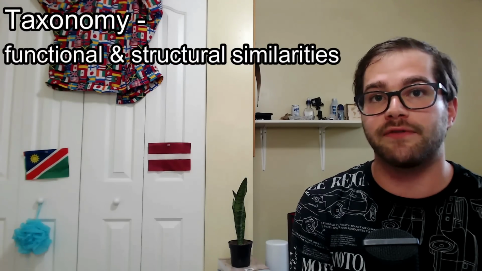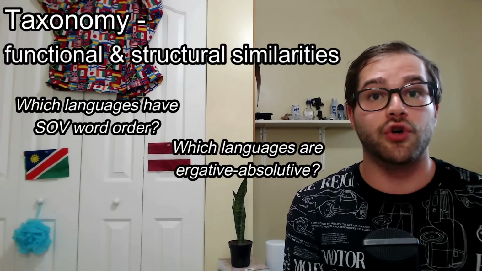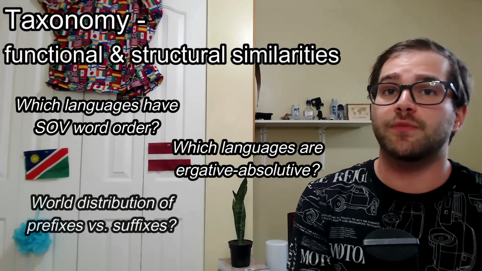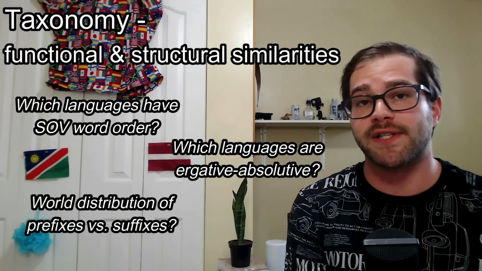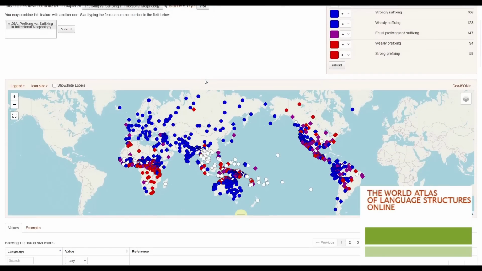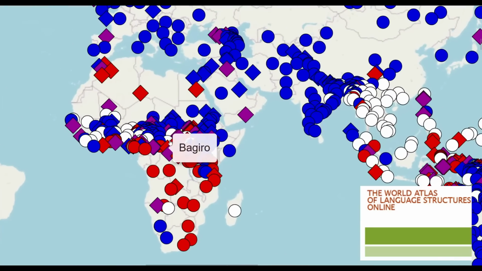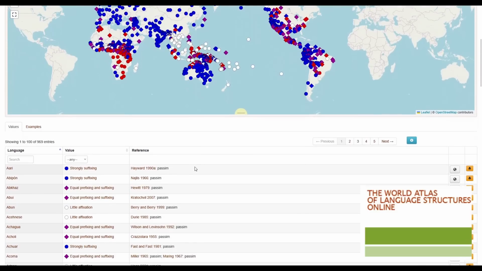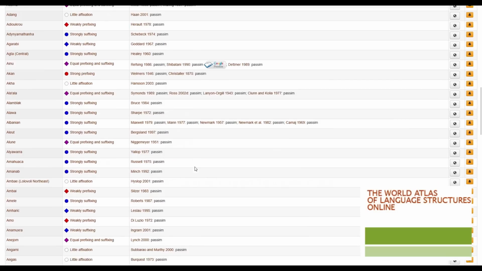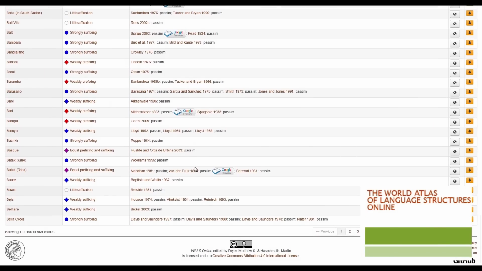Taxonomy, on the other hand, deals with functional and structural similarities between languages and grouping them based on shared linguistic features. Which languages follow the SOV word order? Which languages are ergative-absolutive? What is the distribution of suffixing versus prefixing languages around the world? And that is exactly what WALS.info does. Honestly, I love this website so much. You can explore the whole world based on some obscure linguistic feature and see sort of weird patterns and where it's more or less prevalent across the world. I highly recommend it, super useful, super fun.